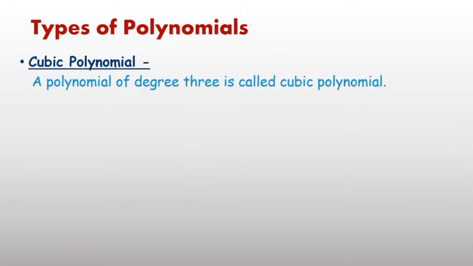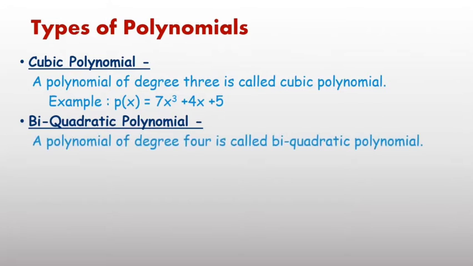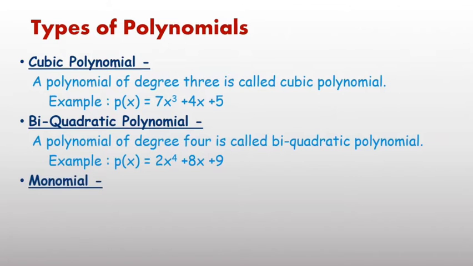Cubic polynomial. If there is degree 3, it is known as a cubic polynomial. Biquadratic polynomial means degree 4. If degree is 5, 6, 7, then you can only say it is a polynomial whose degree is 5 or 6 or 7. Or also you can name a polynomial on the basis of the number of terms.